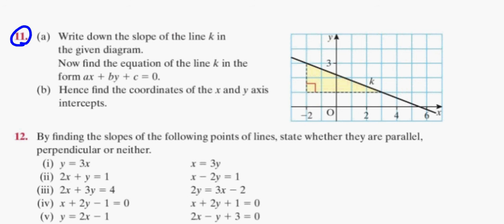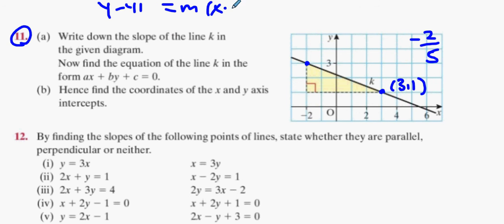Anybody care to tell me the slope? 2 down and 5 across, so the slope would be minus 2 over 5. Pick any point on the line. What point do you want? Pick one. 3, 1. Why am I allowed to pick 3, 1? Perfect shot, isn't it? Then you do your y minus y1 equals m into x minus x1, and you're happy out.